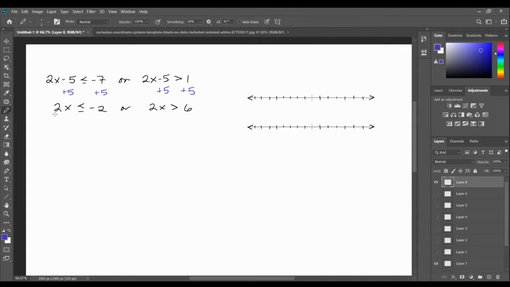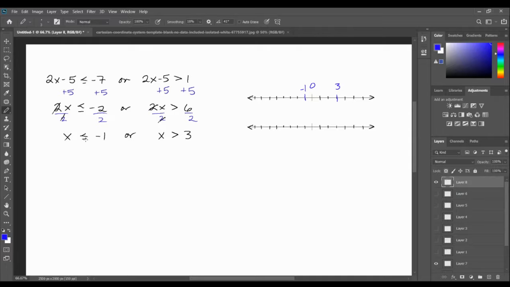I'll divide everything by 2, since that's the coefficient on x in each of these. And 2 divided by 2 is 1, so I've got 1x is less than or equal to -1, or still 2 divided by 2 is 1, 1x is greater than 3. So let's come over here to our number line. That'll be my 0. I need to look at -1 here, and I've got 3, which is right there.